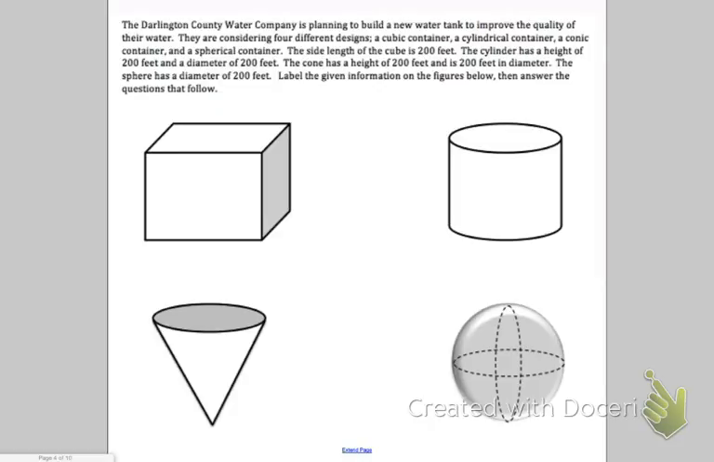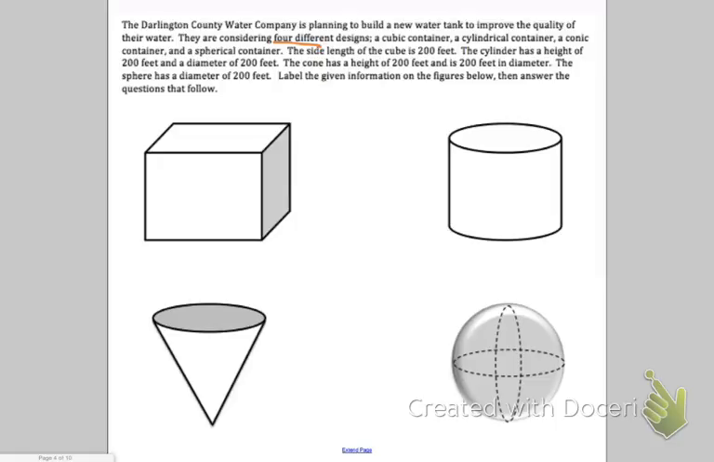The Darlington Water Company is planning to build a new water tank to improve the quality of their water. They're considering 4 different designs: a cubic container, a cylindrical container, a conic container, and a spherical container. The side length of the cube is 200 feet. The cylinder has a height of 200 feet and a diameter of 200 feet. The cone has a height of 200 feet and is 200 feet in diameter. The sphere has a diameter of 200 feet. Label the given information on the figures below, then answer the questions that follow.